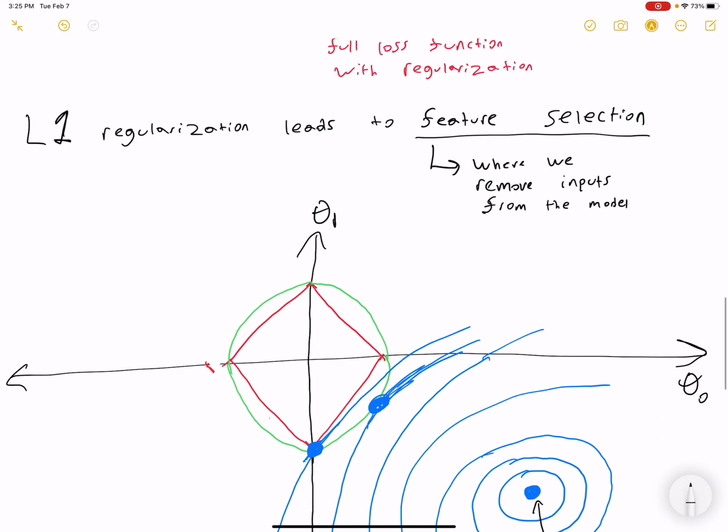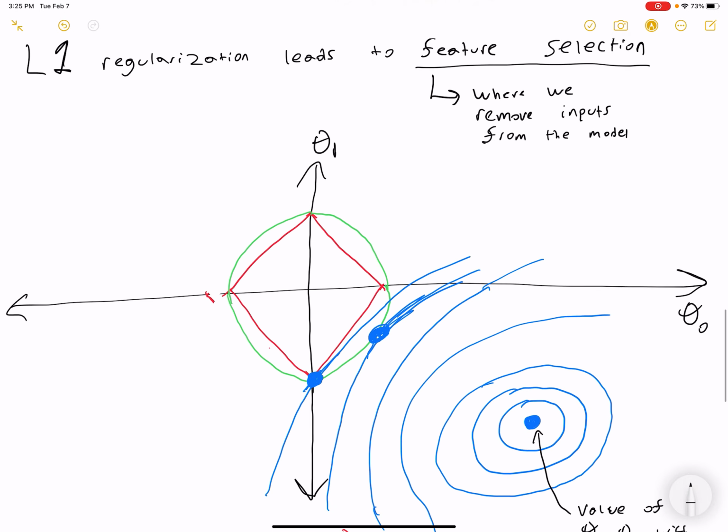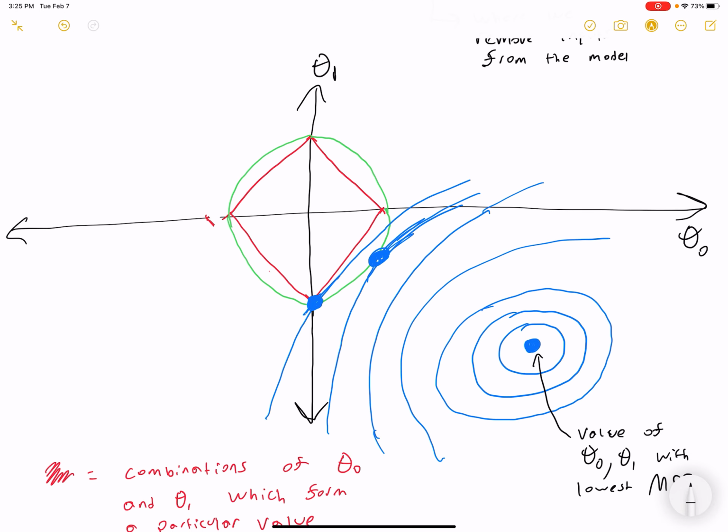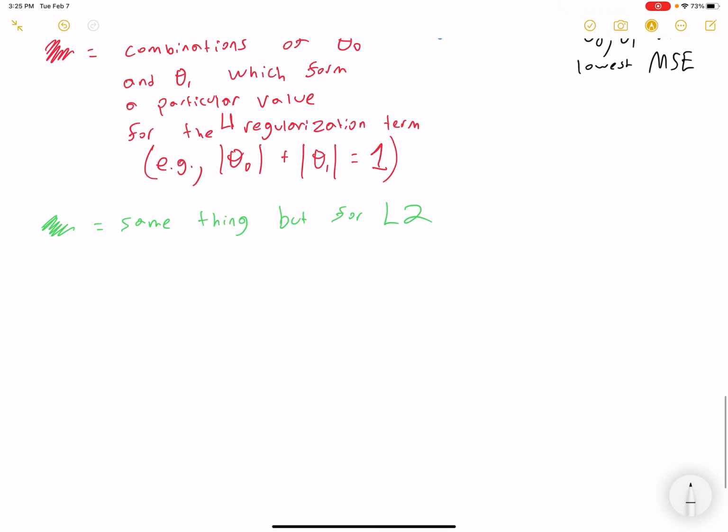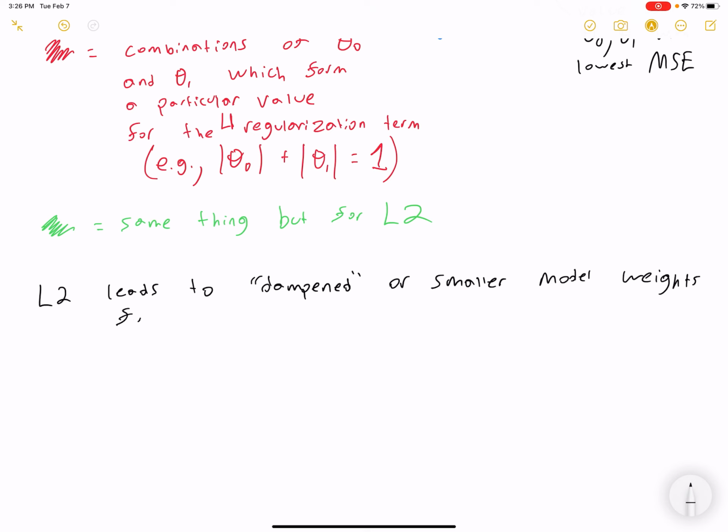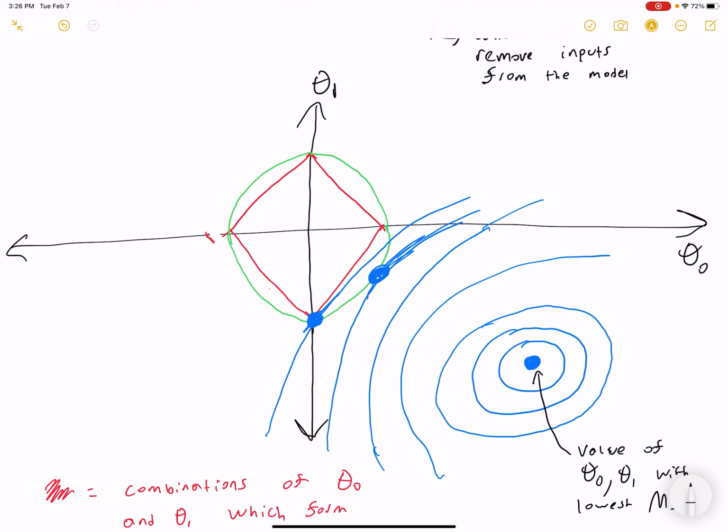So let's write. Did I write that out? Yeah. L1 leads to feature selection, whereas L2 leads to dampened or smaller model weights for all features. Again, this is the intuition as to why that's the case.